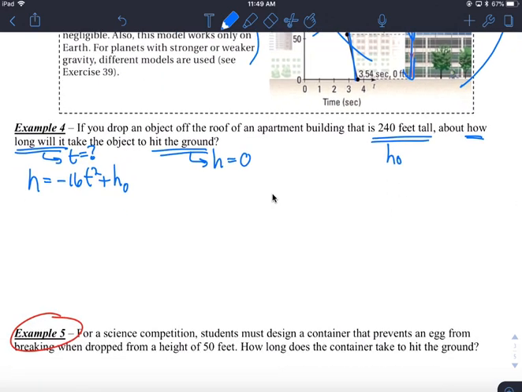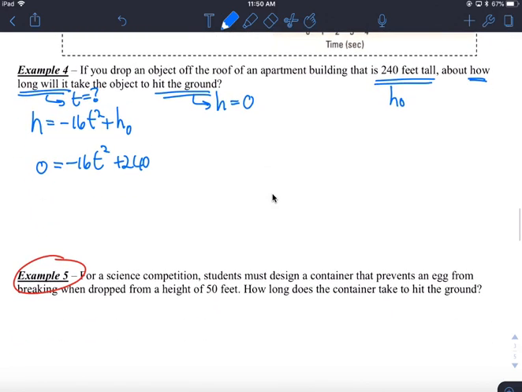So you're doing this. h is the height above the ground after t seconds. t is what they're asking for. We don't know that. And then h sub 0 is 240 feet, my initial height. So just plugging those numbers in from our prompt. And now we're just solving a simple quadratic equation involving square roots.